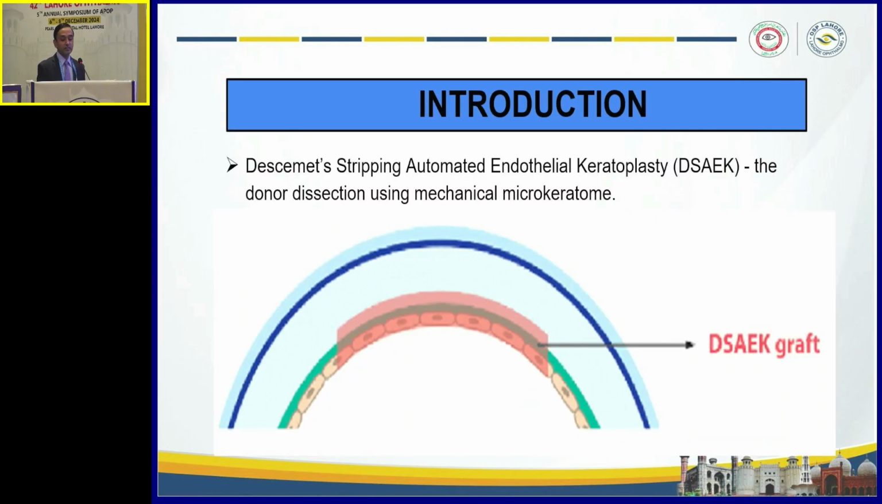Today we will be discussing DSAEK, which, as you know, is the form of lamellar transplant involving selective removal of dysfunctional Descemet's membrane and corneal endothelium, replacing it with healthy donor endothelium, Descemet's membrane, and a strip of stroma as well, thus clearing the cornea.